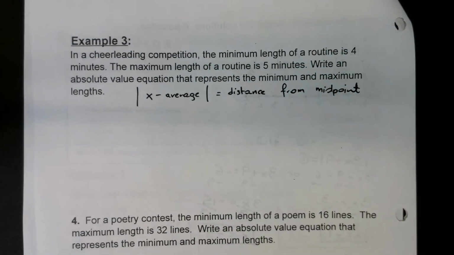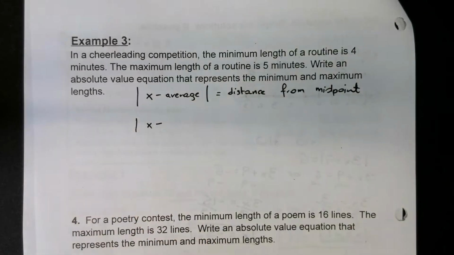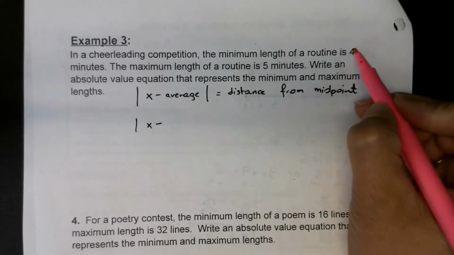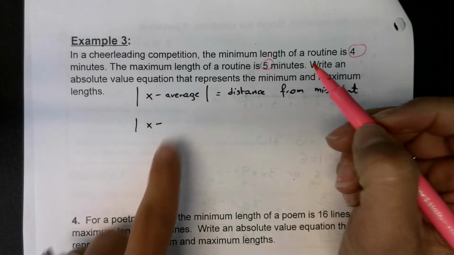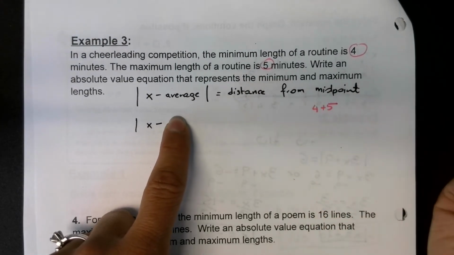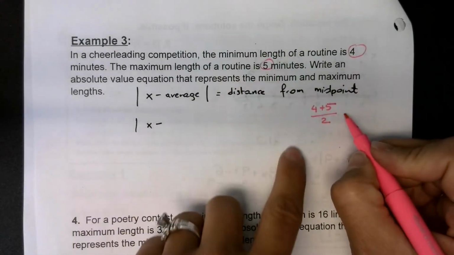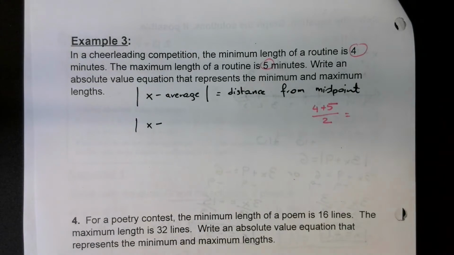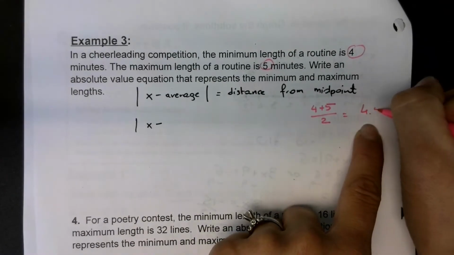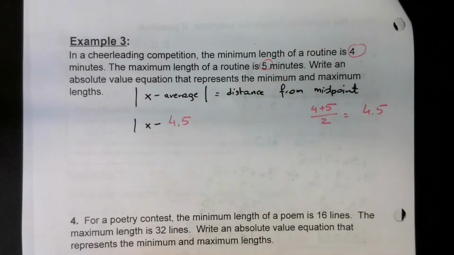So let's see what that is. So I'm going to set this up, right? It's always x minus. So we have the two numbers. We have 4 and 5. We have to find the average. So we're going to say 4 plus 5, right? There's two numbers, so we're going to divide it by 2. So we end up with 4.5. Awesome. And that's actually what goes inside of the absolute values.